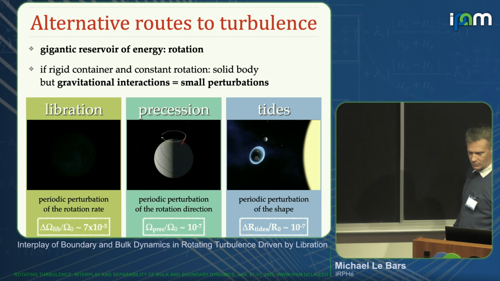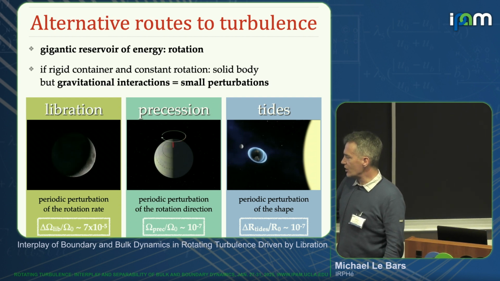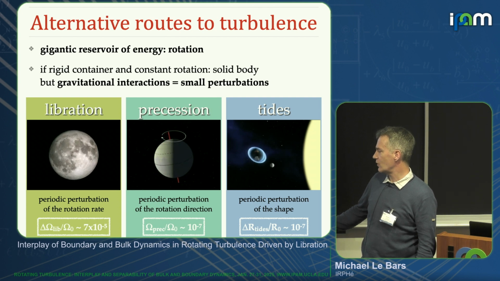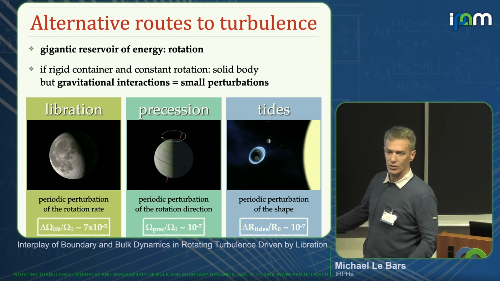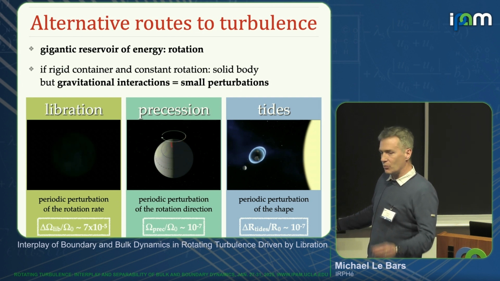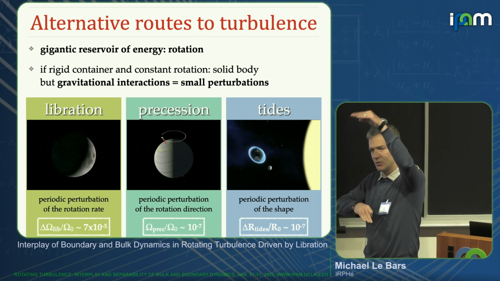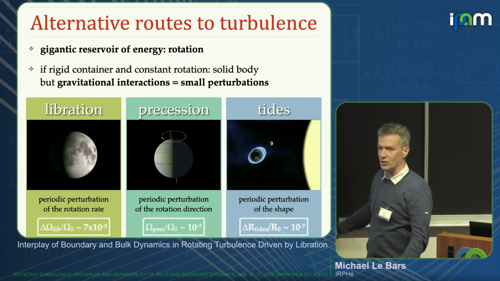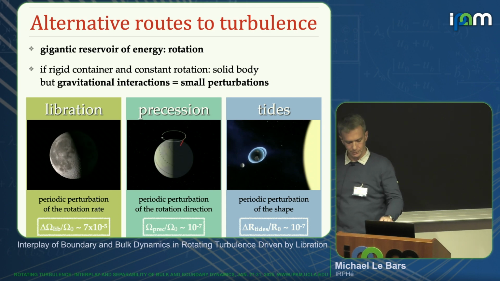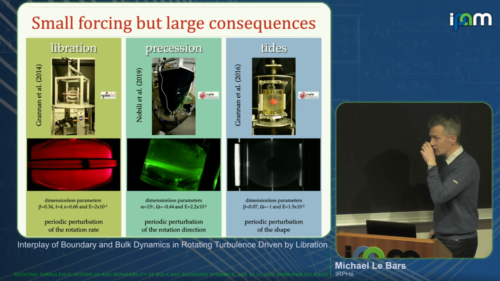Okay, so typical order of magnitude. The change in the libration rotation rate compared to the mean one is 7 × 10⁻⁵. The precession of the Earth compared to the rotation rate is 10⁻⁷. The amplitude of the bulge, plus or minus 30 centimeters compared to the size of the Earth, is 10⁻⁷. So very, very tiny, but very regular. So that we can study in the lab.